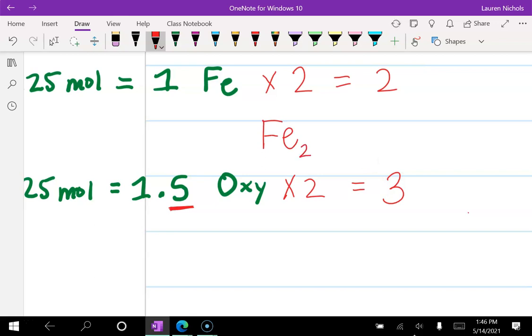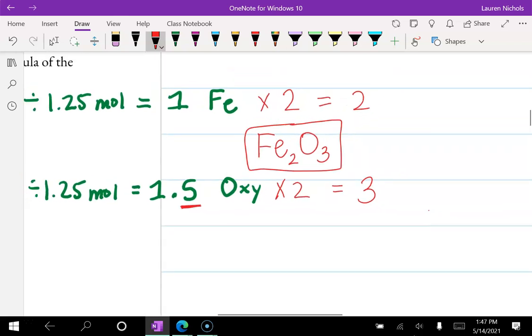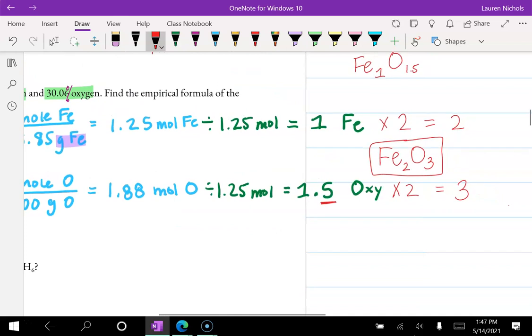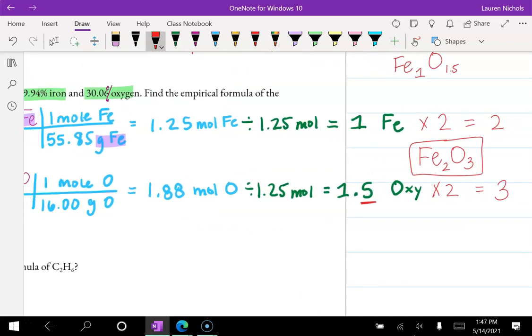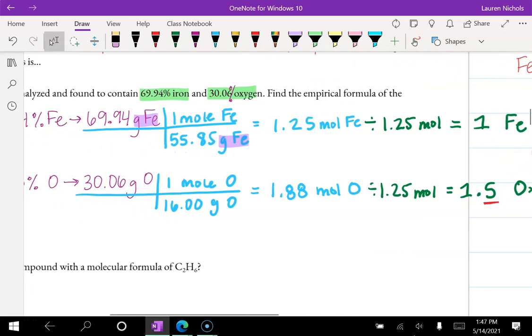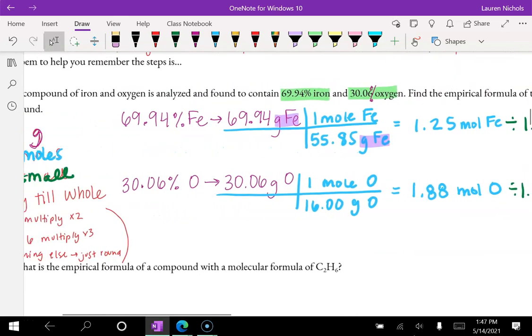Our empirical formula is Fe2O3. And that is our answer. And that's quite a bit of work. Don't worry, you would only have one of these on your final exam, but it is there nonetheless. And that is how you solve it.